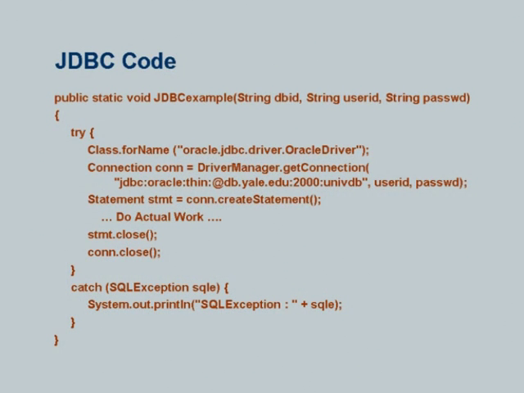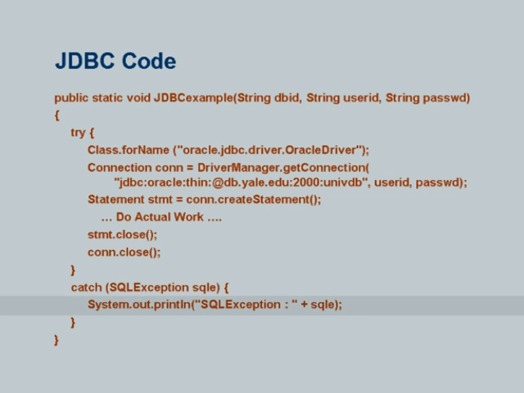Once you open the connection, the next step is to create a statement on that connection. And you use that statement to do the actual work. You will not refer to the connection subsequently, you will only refer to the statement. And finally, you can close the statement, close the connection, and that is done. And at any point, you can have an exception. So this catches SQLException. That is the type of the exception that JDBC throws.